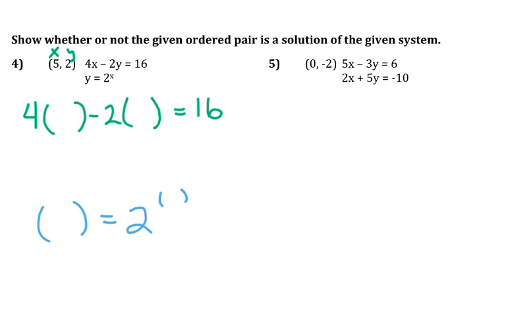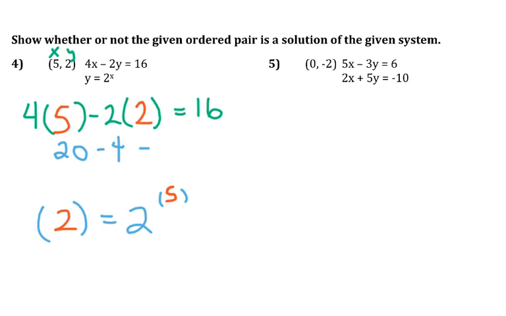So what I'm going to do is I'm going to take my x, which is 5, and I'm going to put it right in there, and I'm going to put it right there, because that's where the x's go. And then I'm going to take y, which is 2, and I'm going to put it right there, and right there. And then I'm going to see if those equations are true. So the first one, 4 times 5 is 20, minus 2 times 2, that's 4.